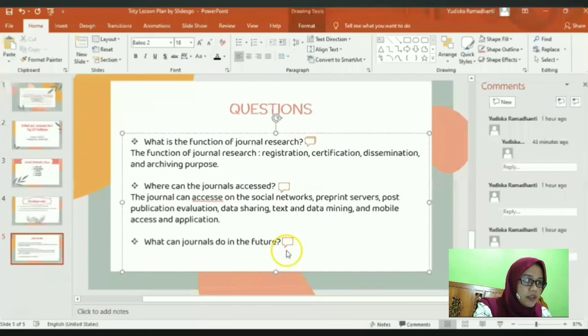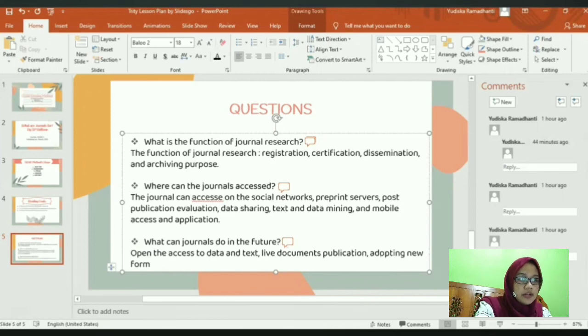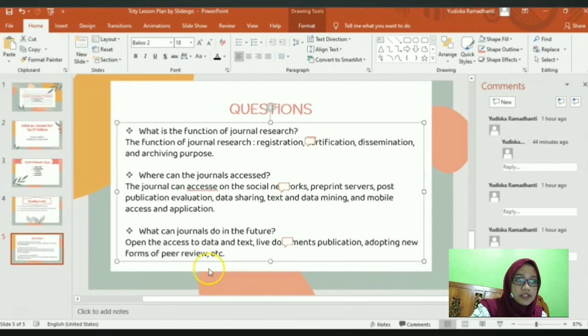Journals can often be access to data and text, live commenting, applications, peer review, etc. So here's my whole question and my whole answers that I can conclude from the article.